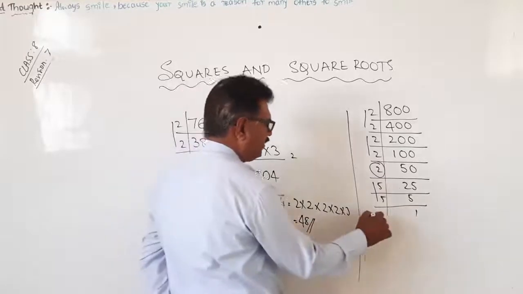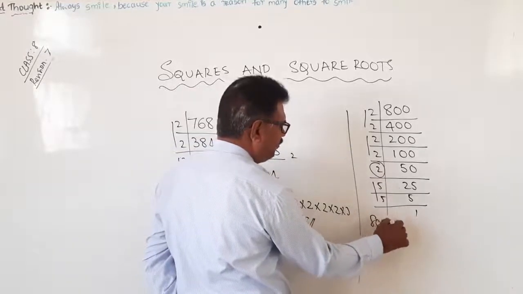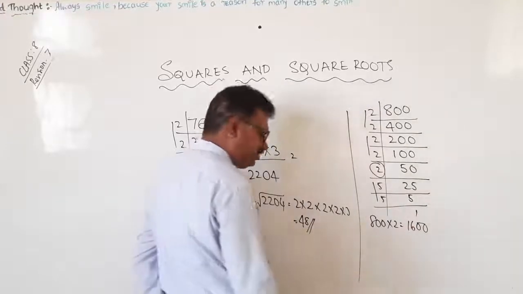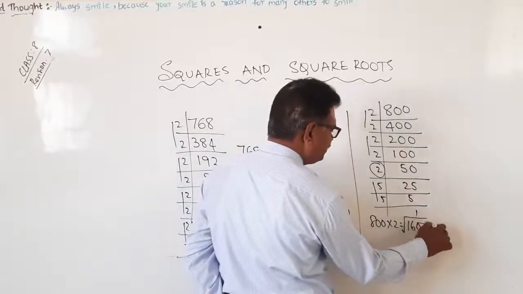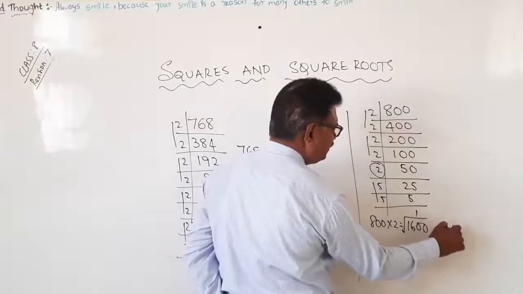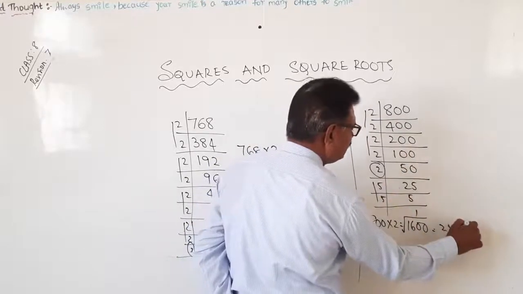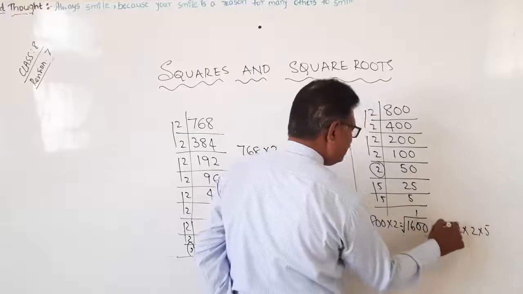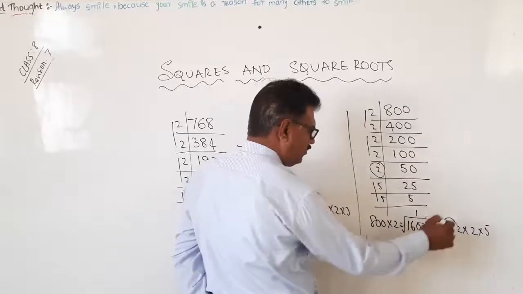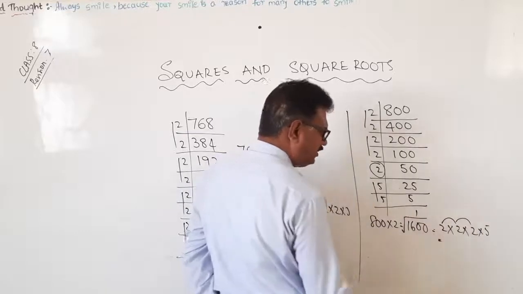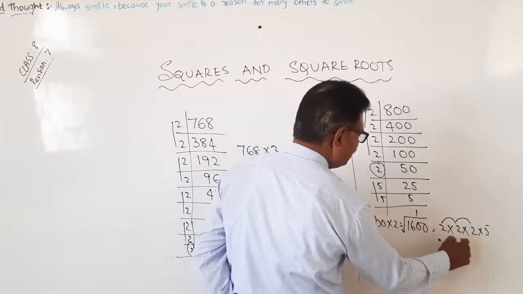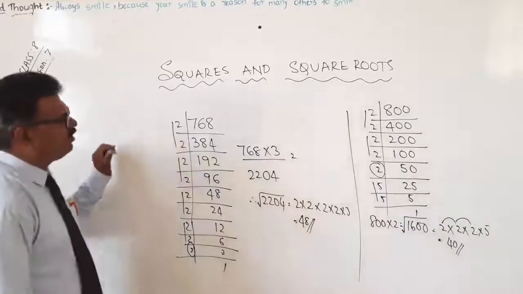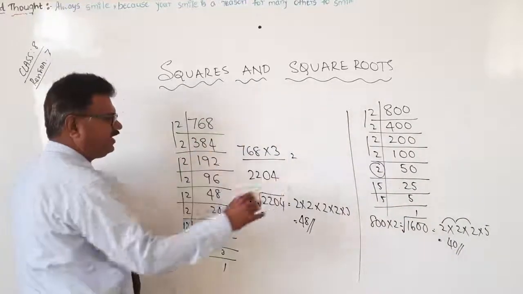Therefore 800 should be multiplied by 2, so what is the product? 1600. Square root of 1600 is nothing but 1 2, second 2, third 2 and 5. Therefore 2 into 2 is 4, 4 into 2 is 8, 8 into 5 is 40. Okay? So this is what must be multiplied.